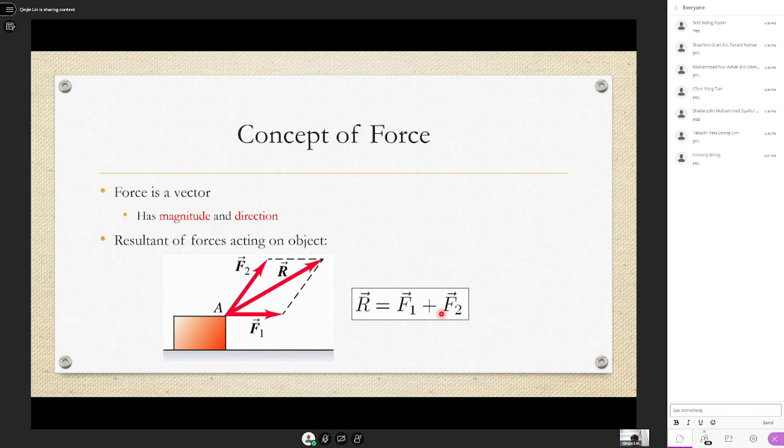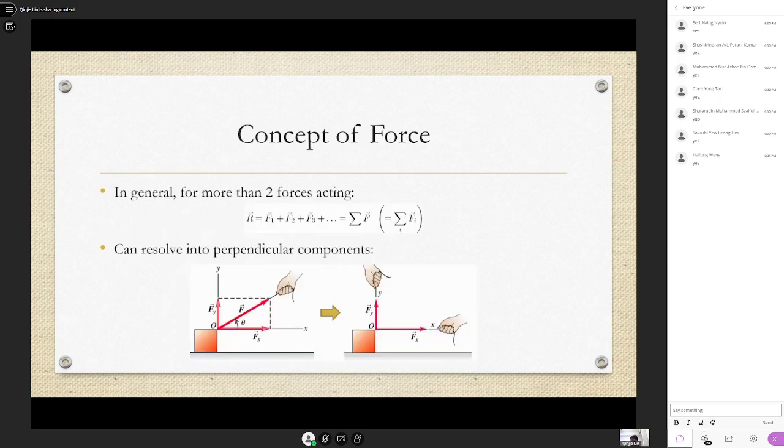Remember how to do vector addition? We have gone through it in the previous lesson. So there are two forces here, but in general, for more than two forces acting, you will just sum them up: F1, F2 plus F3 plus F4 and so on. You will just sum them all up like they are vectors. So you will be doing vector addition.